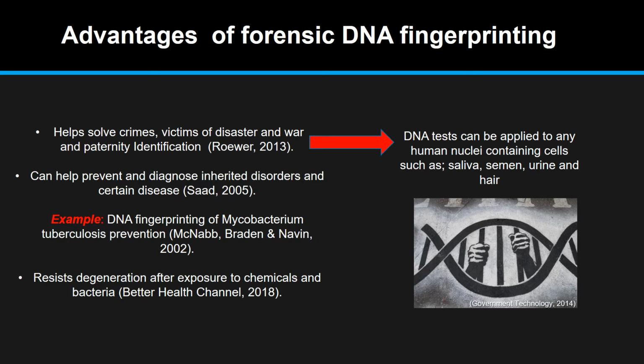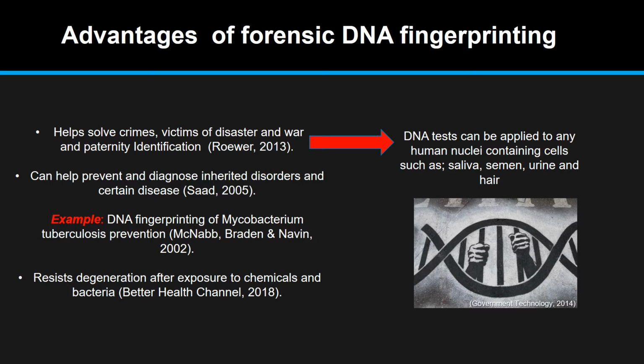Another advantage is that DNA testing can be applied to any human nuclei containing cells. So these can include saliva, semen, urine, and hair. DNA fingerprinting is also used to prevent and diagnose inherited disorders and certain types of diseases.